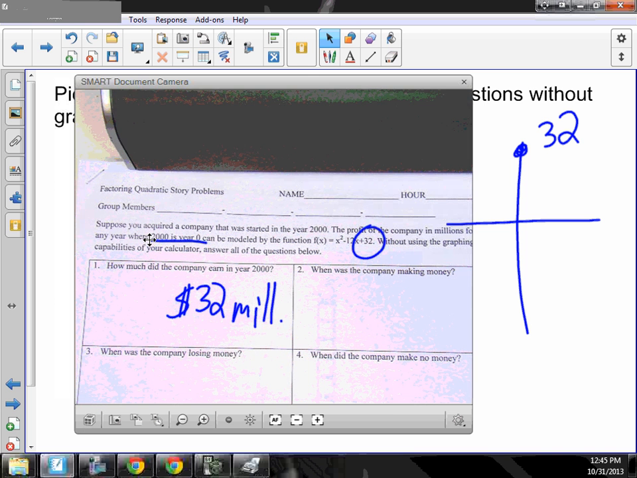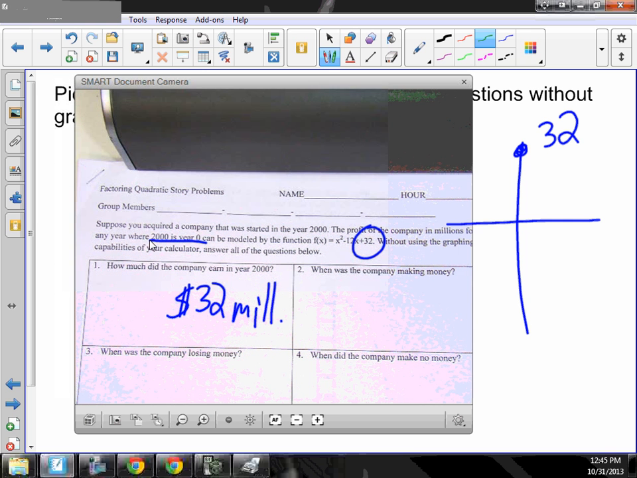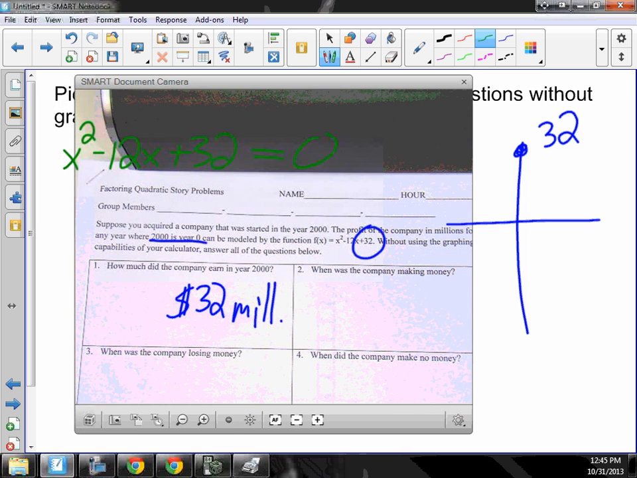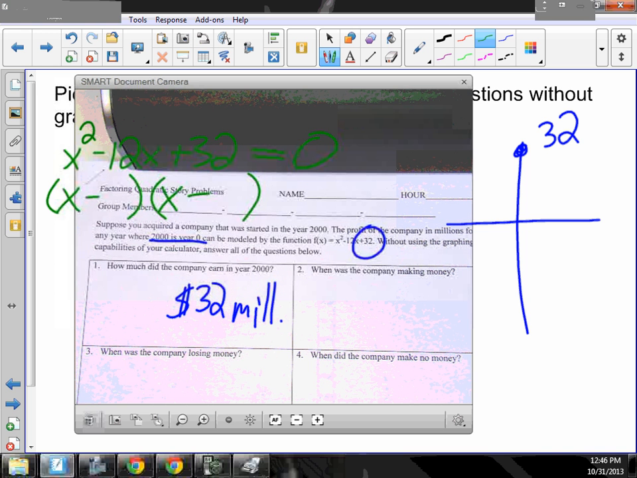We could put 0 in for y. So here's the function, x squared minus 12x plus 32. And I want to know, when does this equal 0? Which just means find the roots. We need to figure out where this graph crosses the x-axis. So we have it set equal to 0 already. Let's factor, x minus and x minus. Are there factors of 32 that add to be negative 12? So 8 and 4.